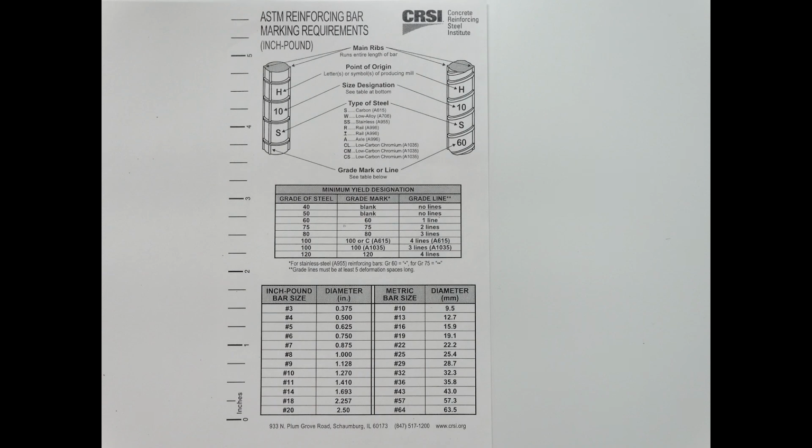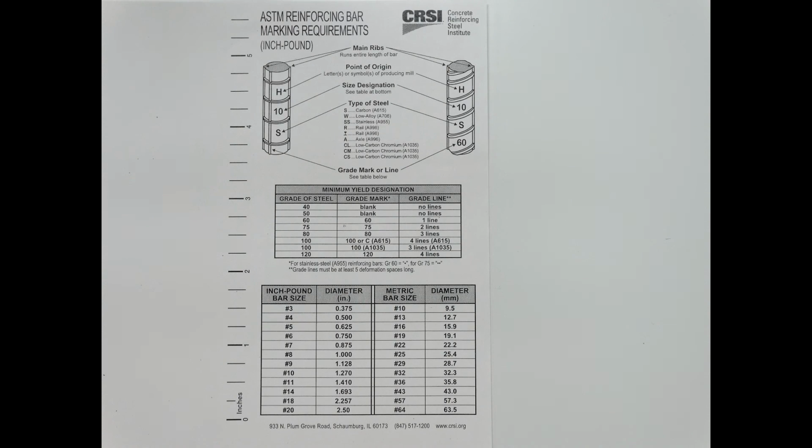Low carbon, chromium, and then which ASTM designation that it meets. And then it has a grade. And that grade can come in one of two ways. It can come directly. That bar is telling you it's a 60 KSI bar. But so is this bar, because it has this second line, this grade line.